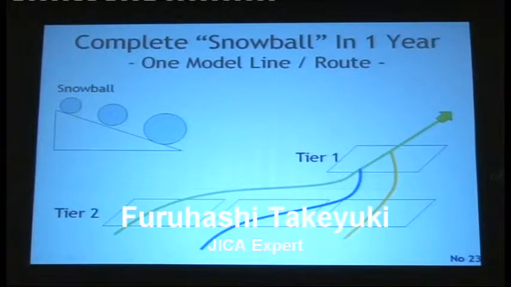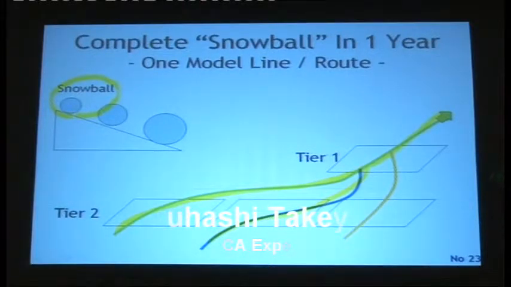Then after 1 year, the snowball. I think you already have the word snowball. Snowball is a small ball, because we only introduce the new way for one route or one model line. But there are many other routes, many other lines. If there is no snowball, we cannot expect the next success. Therefore, for success, we need a snowball. But on the other hand, if you leave the snowball, it will melt down and disappear. Therefore, we need to sustain this snowball to become big.